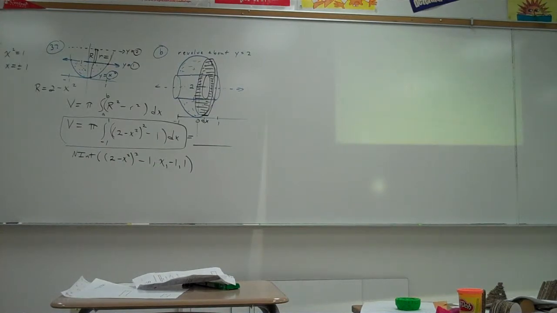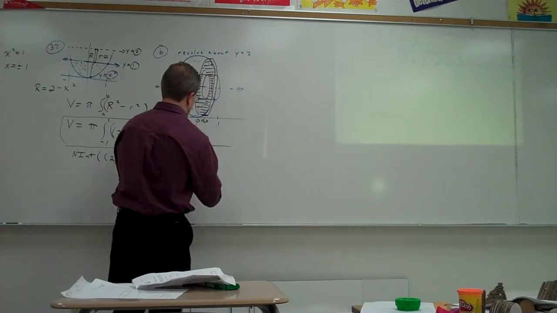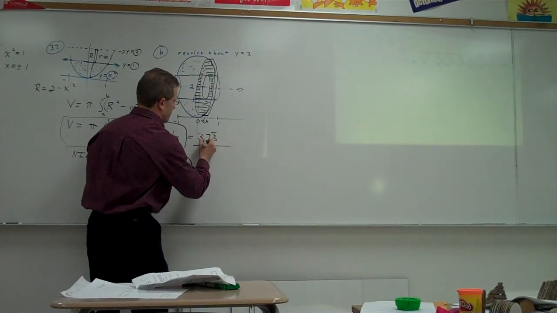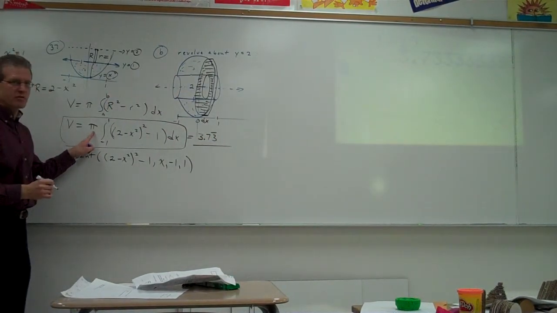Alright, so you're going to hit math 9, and then parenthesis, 2 minus x squared minus 1, comma x, comma negative 1, comma 1. 3.73 repeated. Is that pi too, right? And then don't forget the pi out front.